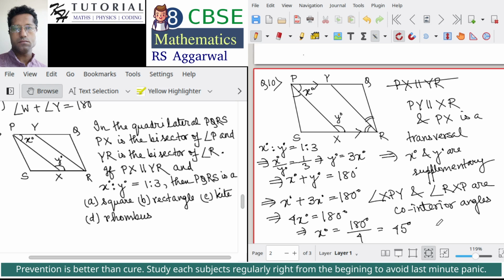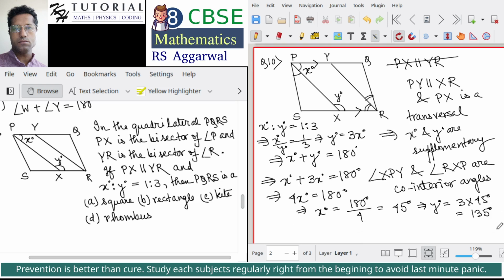Okay. So x is 45. Now this implies what is y? Y degree is equal to 3 into 45 degree. This is 135 degree. So x degree is 45 degree and y is 135 degree.